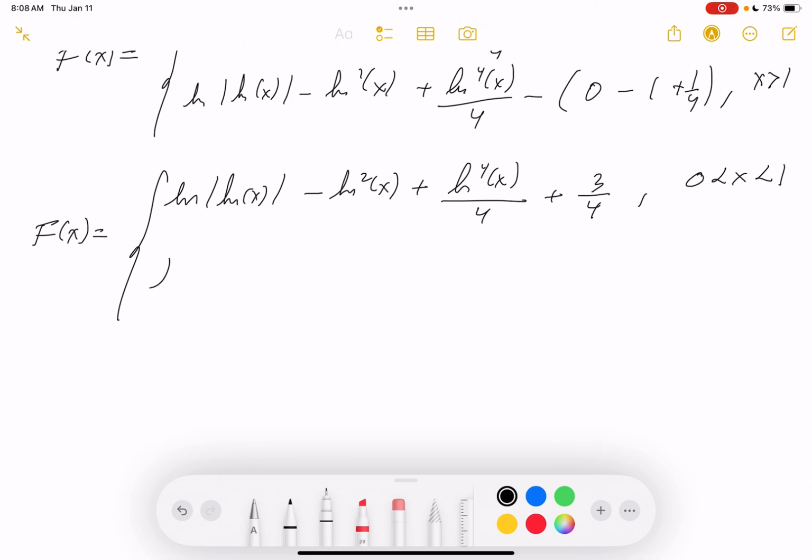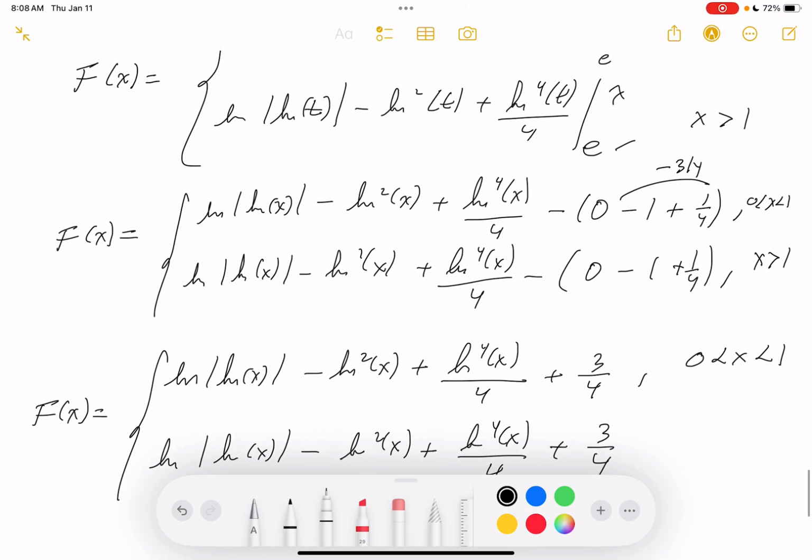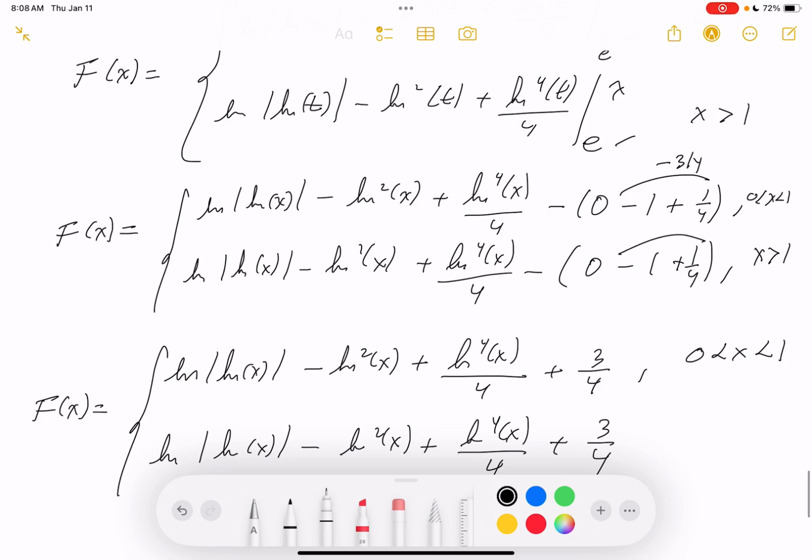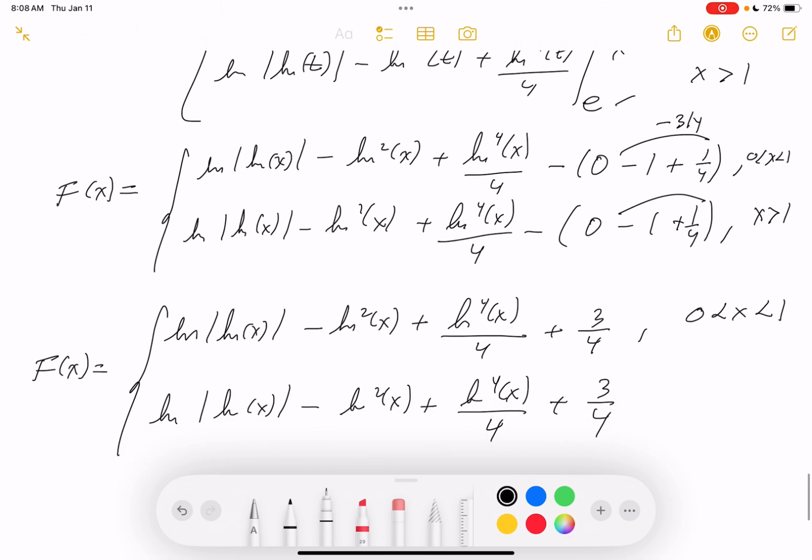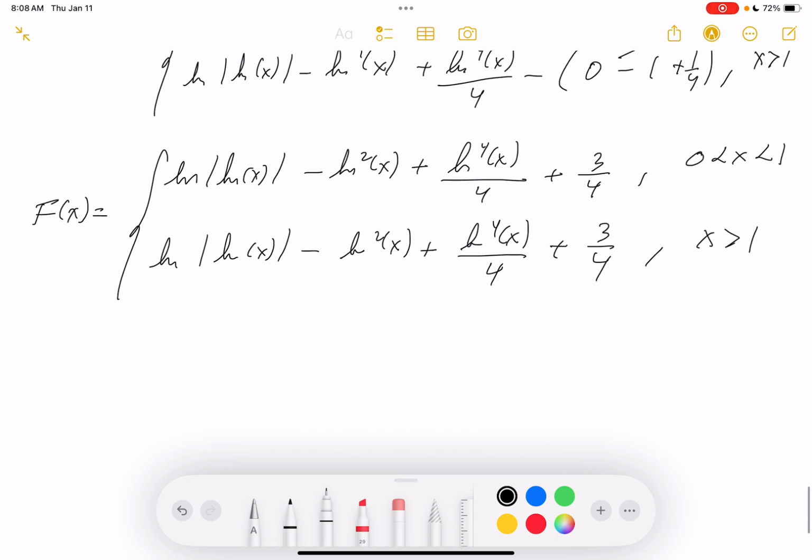The other one's going to be equally as easy to write down. It looks almost like the same thing, doesn't it? And it's still going to be plus 3/4, by the way. Let's go back over that. And again, this is minus 3/4, minus a minus is plus 3/4. And that's going to be true when x is greater than 1. All right? So what have I found? I found something pretty simple, actually.